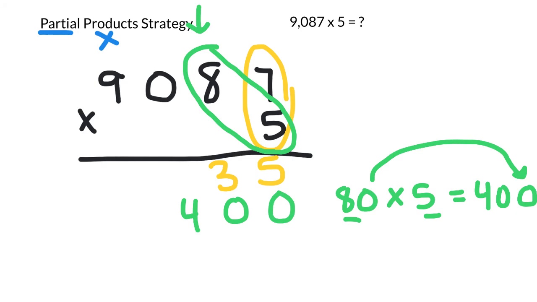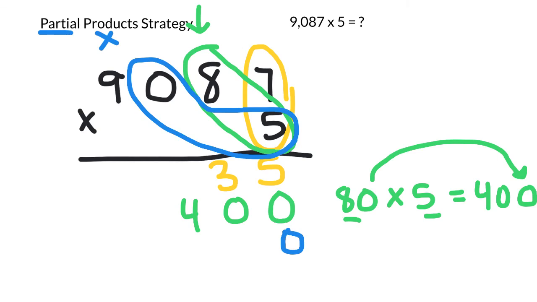Next step, I'll use my next color. Next I have 5 times 0 hundreds. Well, anything times 0 is just 0. That was an easy one.